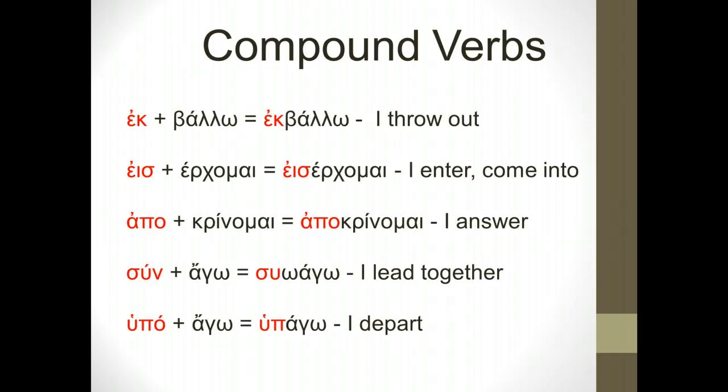We have the preposition ek, which, although it normally goes only with the genitive, when it's put together with balo, it becomes ekbalo, and no longer does balo simply mean I throw, but the preposition has now created a compound verb that means I throw out. Take eis and add it to erchomai, and it becomes eiserchomai, and it is I enter into or I come into, rather than just simply erchomai, I come. Apokrinomai, while krinomai simply means I judge, when you add apo to it, apokrinomai means I answer.